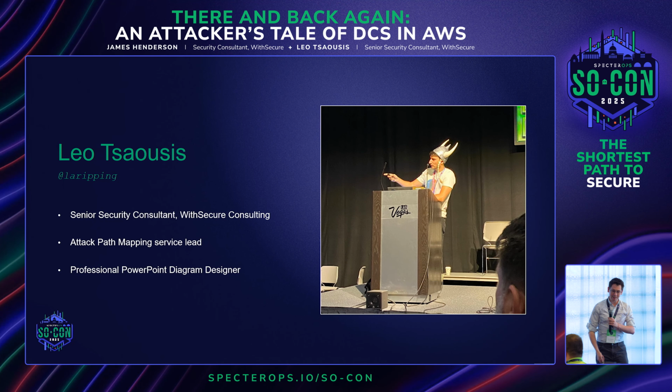Well, this is Leo. He's a senior security consultant and he's the head of our attack path mapping service. He's given a bunch of talks before at places like DistrictCon, DeathCon, and he's here wearing a funny hat at Adversary Village. Because he does attack path mapping stuff, he has to come up with a bunch of crazy PowerPoint diagrams, which we're going to be showing you a few of. Yeah, it gets pretty intense.